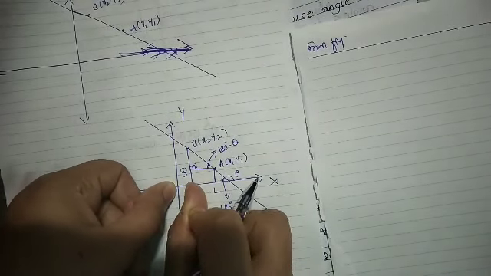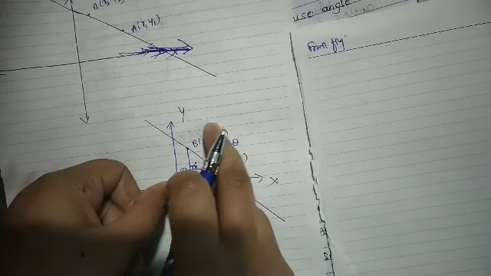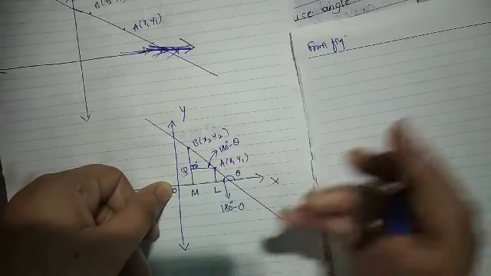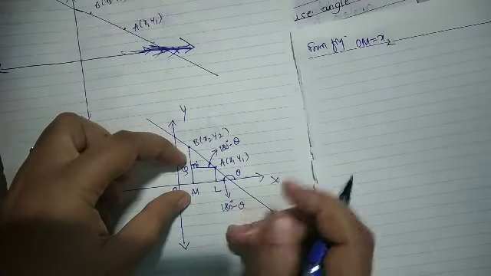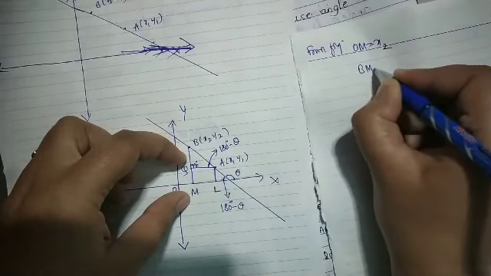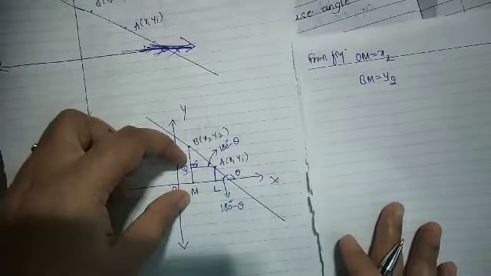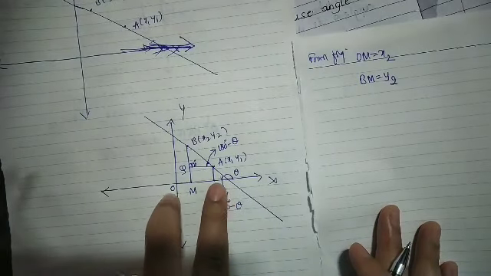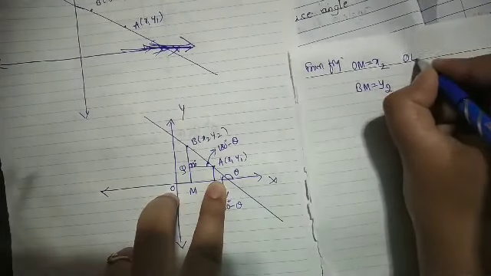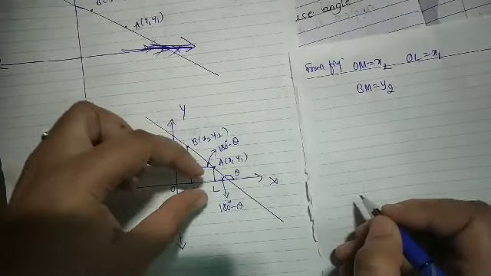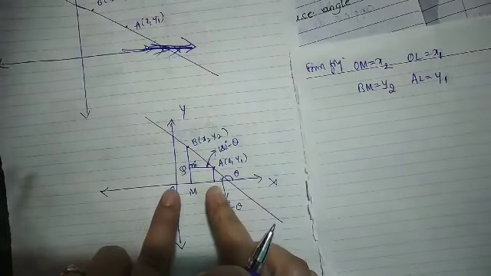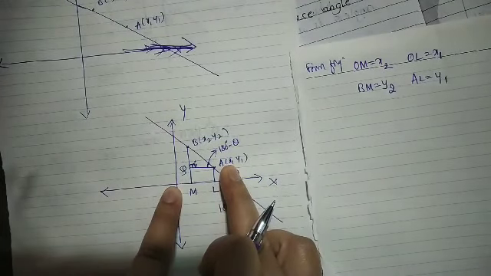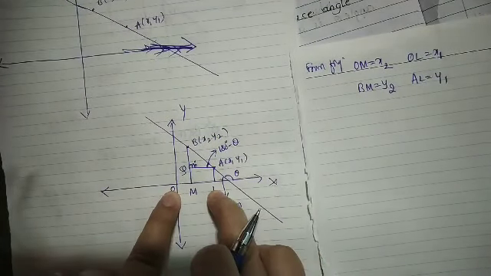The distance from here to here with respect to coordinate x2, y2. What is the distance OM? x2. What is the distance BM? y2. What is the distance OL? That is x1. What is the distance AL? That is y1. Distance OL with respect to coordinate x1, y1 is x1.